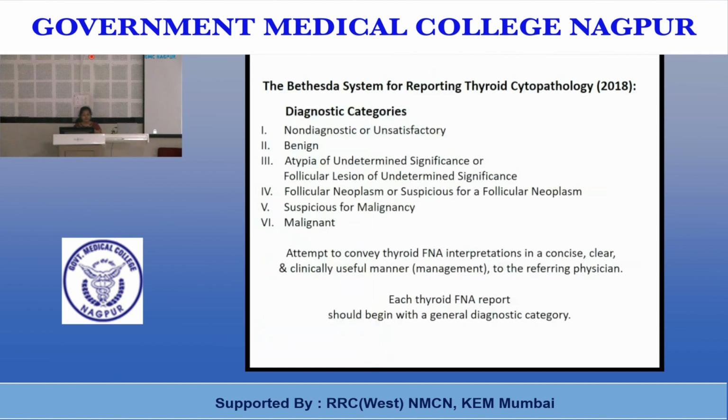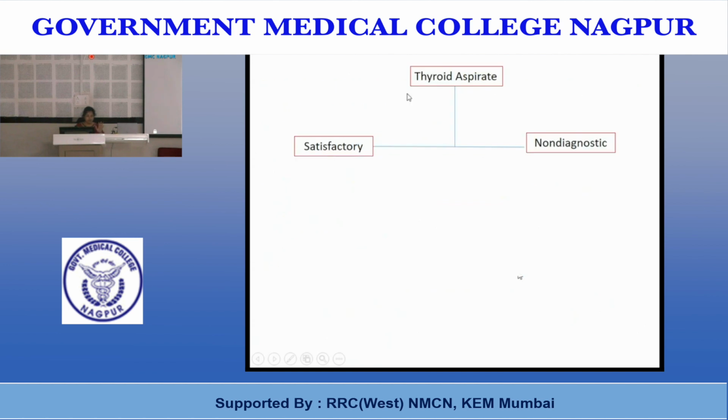which is the first diagnostic category in these 6 categories of the Bethesda system for reporting thyroid cytopathology. And why do we need a system for reporting? Basically, it is to convey whatever we have interpreted in a clinically useful manner based on which the management can be planned. And as Madam has already mentioned, each thyroid report should begin with a general diagnostic category. After that, you can put in whatever you want.